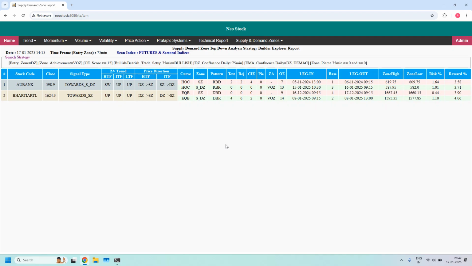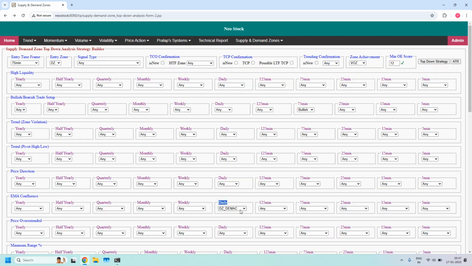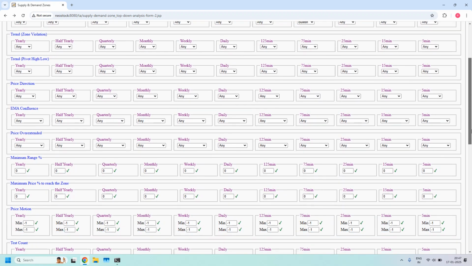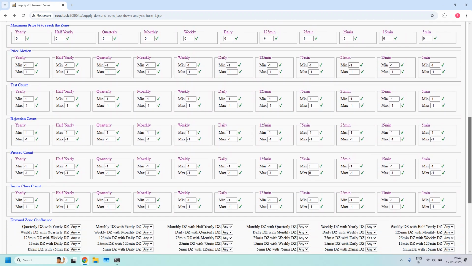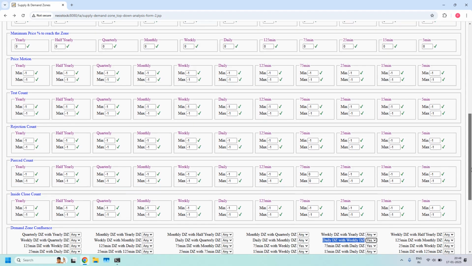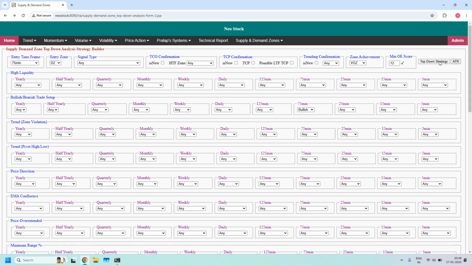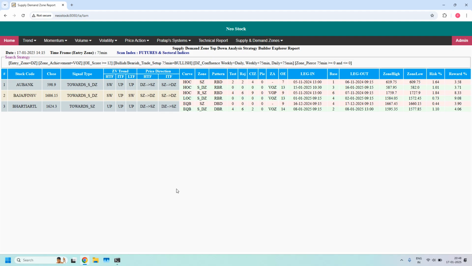Okay, next let us look for LTF, ITF and HTF demand zone confluence. So removing the EMA filter, it is ITF specific. Now we need to set HTF specific parameters. So in the demand zone confluence, we have to set 3 filters. The first filter is LTF, ITF, already enabled. The second filter is 75 minutes demand zone with weekly demand zone confluence. HTF is weekly. And also daily demand zone with weekly demand zone confluence. With all the 3 filters, LTF, ITF, HTF demand zone confluence, we got all the 3 stocks.